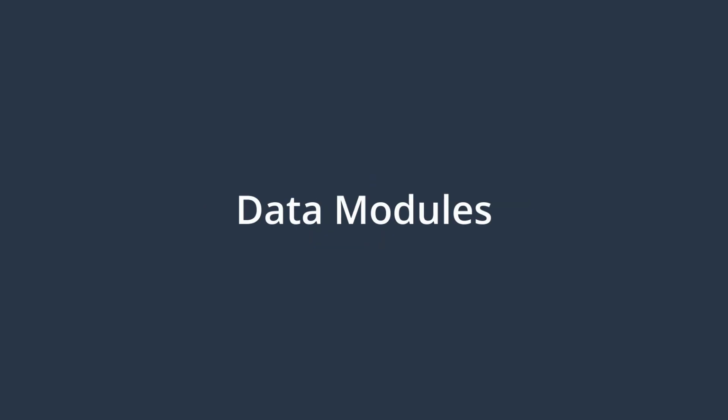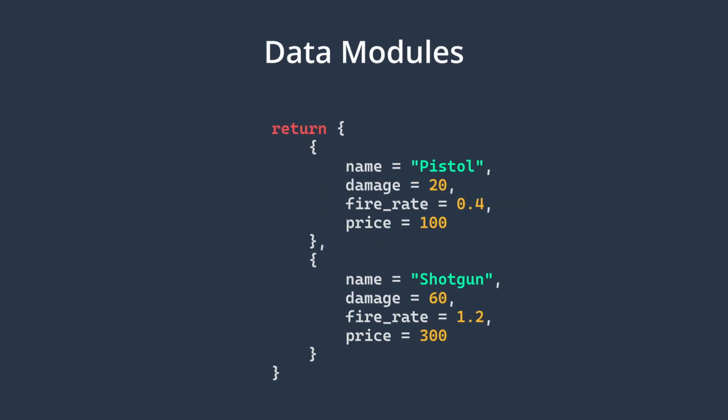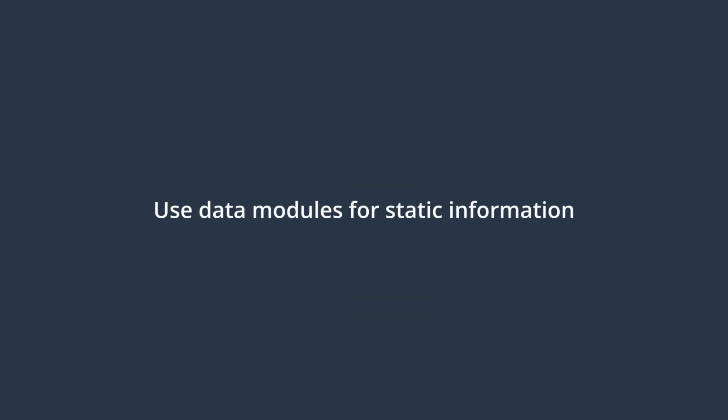Next, we have data modules. These store structured information. They usually don't run behavior. They define values, settings, configurations, or content. So for example, you'd use data modules for item stats, vehicle definitions, enemy stats, round settings, the map settings, or upgrade costs. Here's an example module that would contain the data for weapons. You'd have the name, the damage, the fire rate, and the price. So use data modules for static definitions.